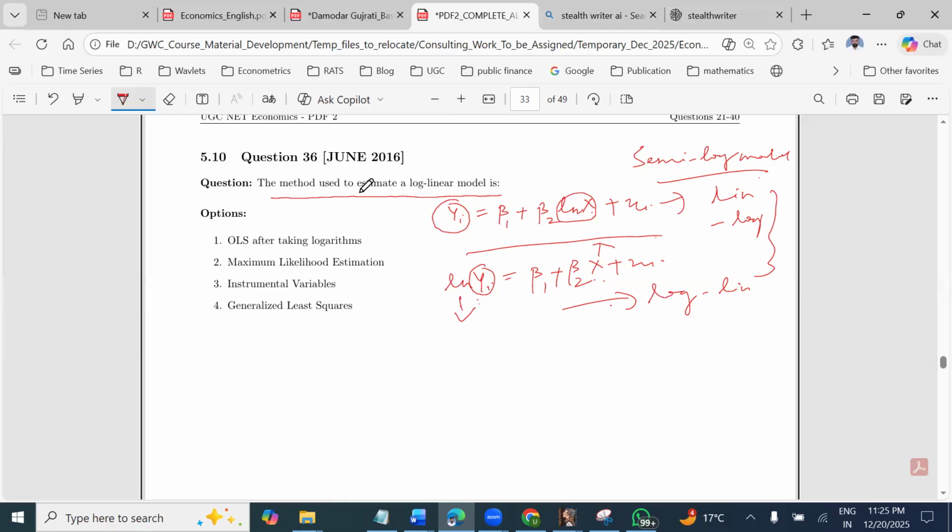So the method used to estimate the log-linear model is what? The options are OLS after taking logarithm, maximum likelihood estimation, instrumental variables, generalized least squares. If you remember, earlier I told you, if there are instrumental variables, which method are you going to use? Which method? OLS, sir. OLS.